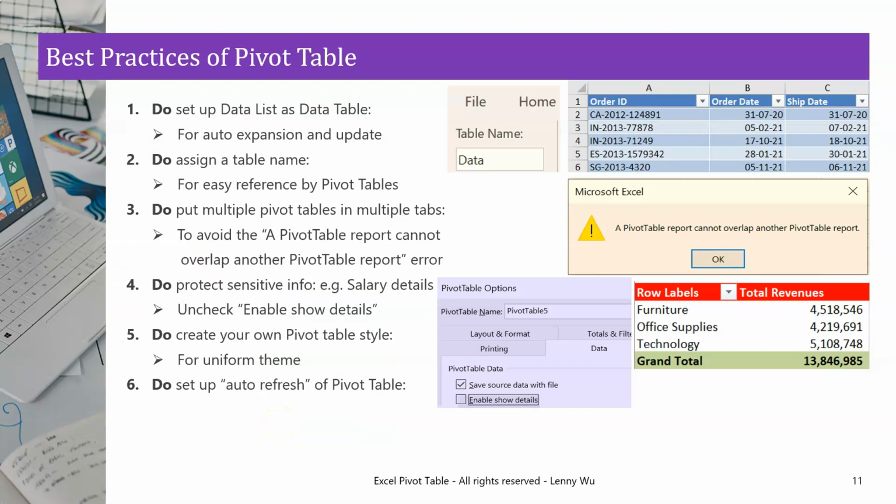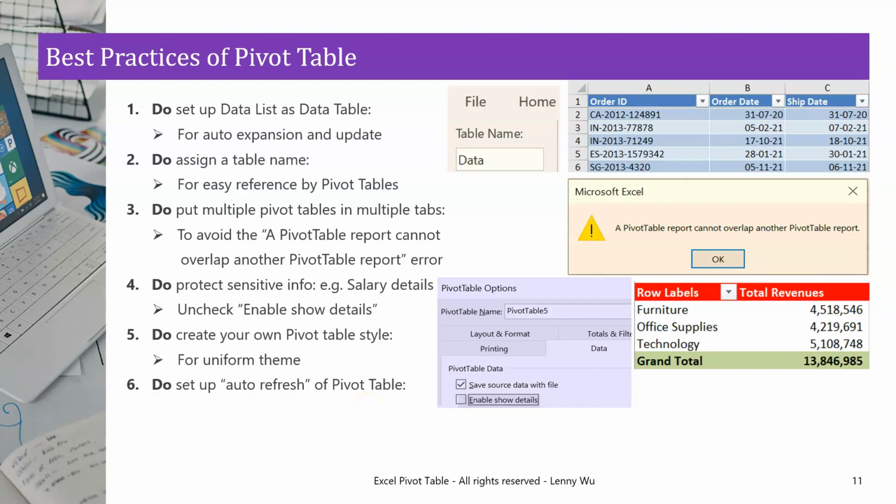The sixth best practice is to set up auto refresh of pivot tables. For those who use pivot tables a lot, we know that pivot table does not automatically refresh. You can only refresh by right-clicking the pivot table and clicking refresh. But sometimes your users may forget to refresh and still be left with unrefreshed data in the pivot table, which is very, very dangerous and risky.